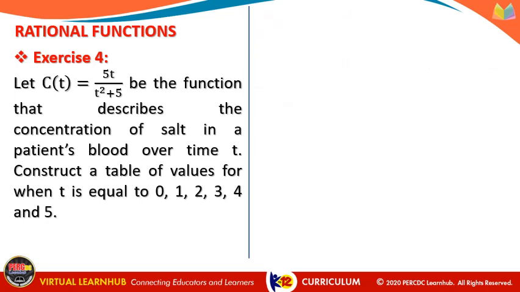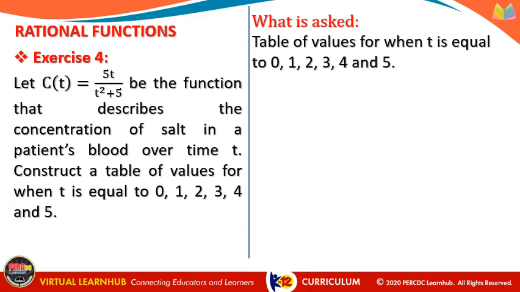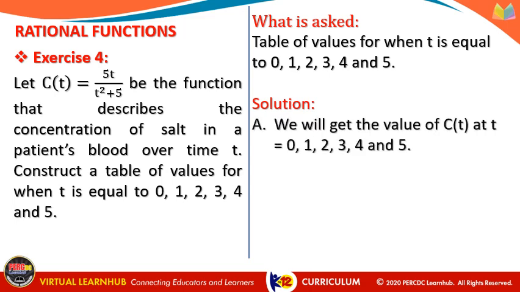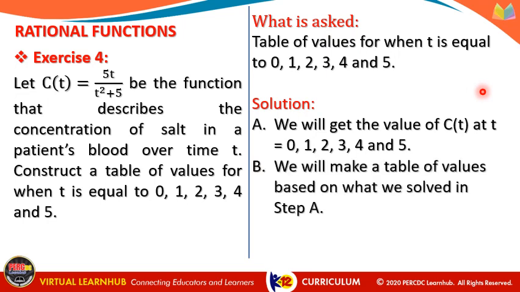Ano yung gusto ng problem? Sabi ng problem, gawa raw tayo ng table of values. Kapag yung t natin ay 0, kapag 1, kapag 2, kapag 3, kapag 4, and kapag 5. Para magawa natin yung hinihingi ng tanong, dalawang parts ang solution natin. Una, we will get the value of C of t at time 0 until 5. And then, after nating makuha yung iba't ibang values, ayusin na lang natin sila in a table form.